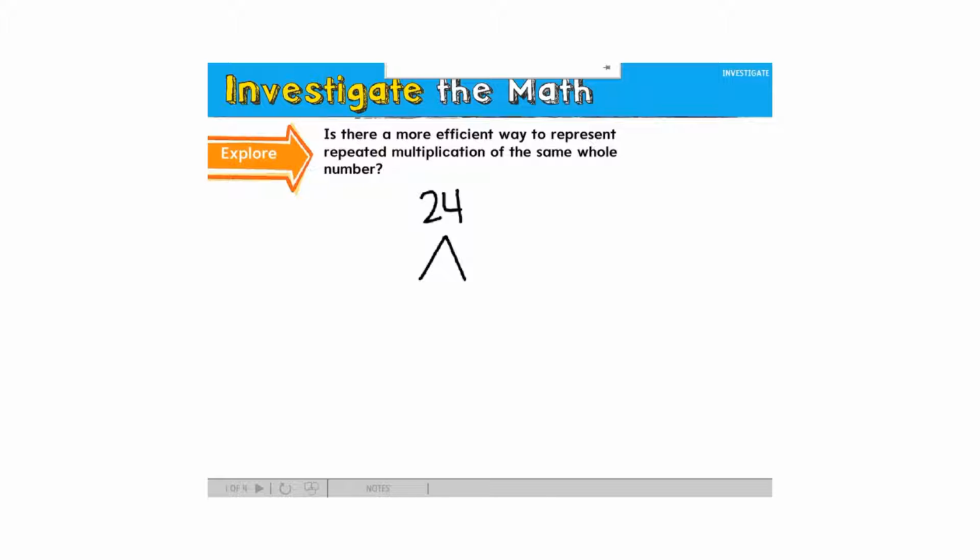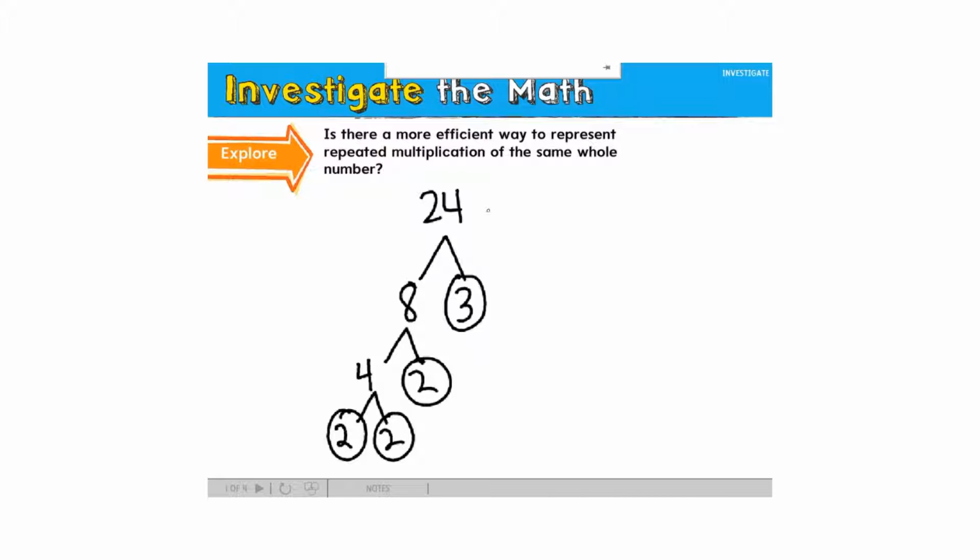I'm going to start with 8 times 3. You could start with 6 times 4. You could start with 12 times 2. All of those are going to get you to the same answer at the end. I'm going to circle the 3 because it's prime. Then I'll go here with the 8, which would be 4 times 2, and 2 is prime. And then I break down the 4 into 2 times 2, which are both prime also. So now my answer looks like this: 2 times 2 times 2 times 3.